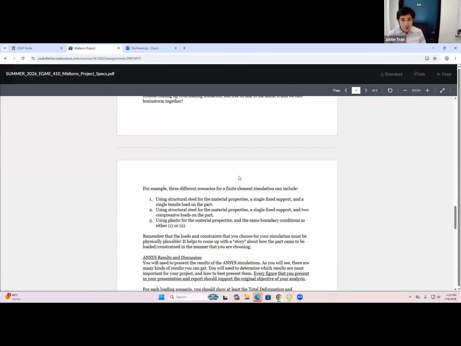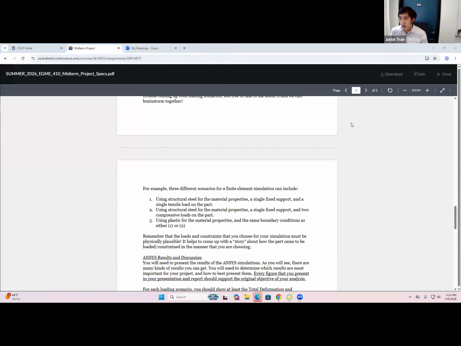In scenario 2, maybe you keep the material property the same, but you change the boundary conditions, the loading. Instead of a single tensile load, you have 2 compressive loads, and they're applied at different locations on your geometry. Then for scenario 3, maybe you use the same boundary conditions as scenario 2, but you change the material properties to plastic. That's what I mean by 3 different scenarios.